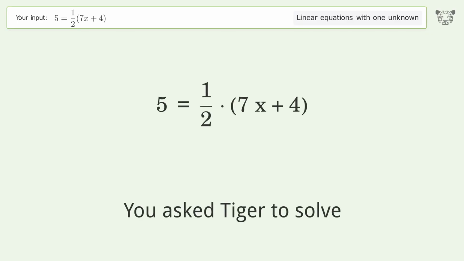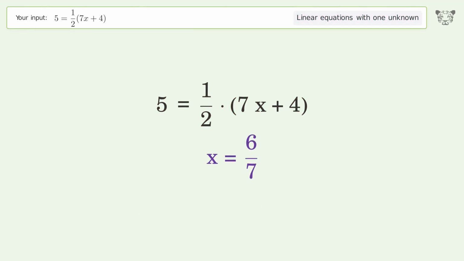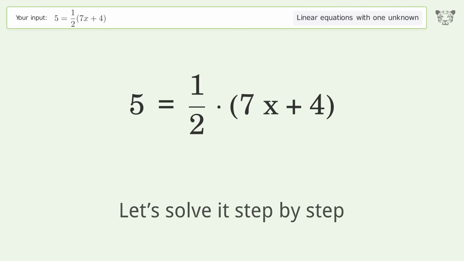You ask Tiger to solve this. It deals with linear equations with one unknown. The final result is x equals 6/7. Let's solve it step by step.